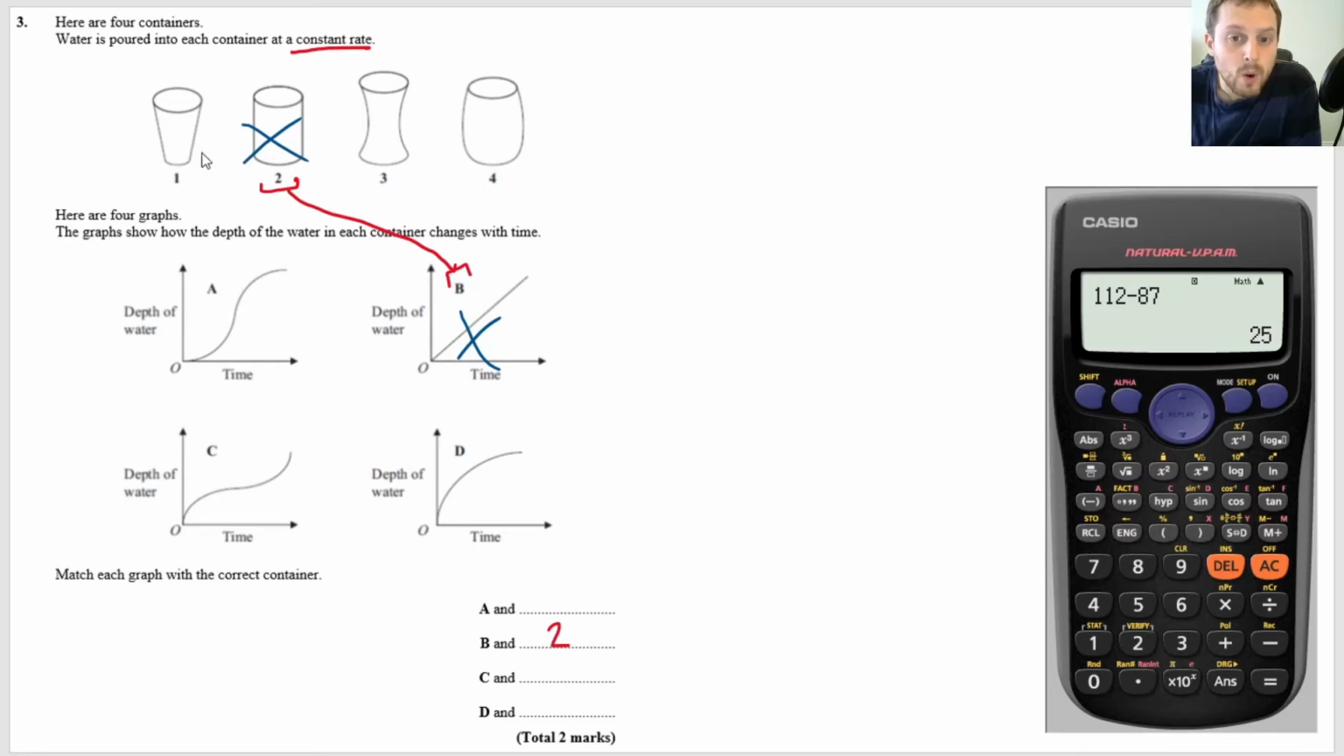So let's look at number 1. Number 1, if you think about it, at the bottom, it's a small area. So when I'm pouring water in, the depth of the water is going to go up quite quickly, and then it's going to start to slow down because up here, the surface area of the water is quite large in comparison to the small surface area of the bottom. So this is this one because it goes up and starts to slow down.